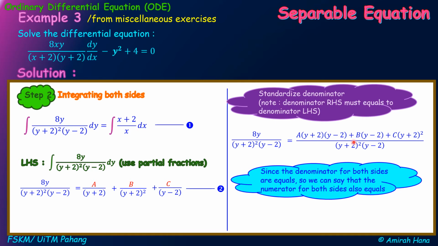Okay, since the denominators of both sides are equal, we can say that the numerators for both sides also equal. So we can write the numerator 8y equals the numerator on the right hand side, which is A times (y plus 2) times (y minus 2) plus B times (y minus 2) plus C times (y plus 2) squared. And then we name this equation 3.